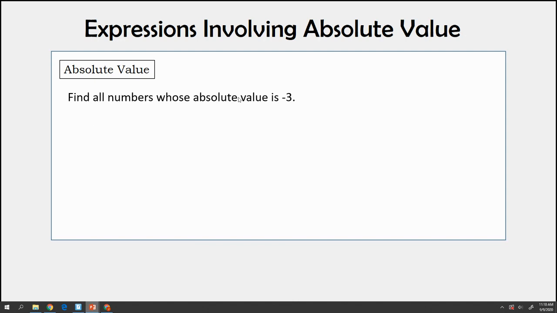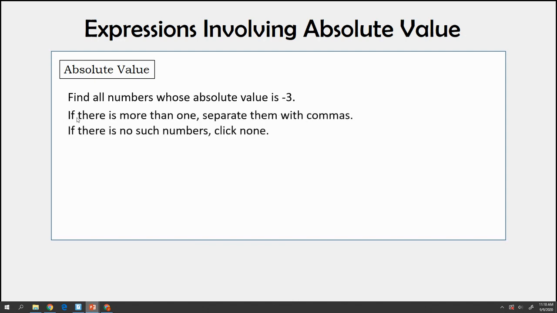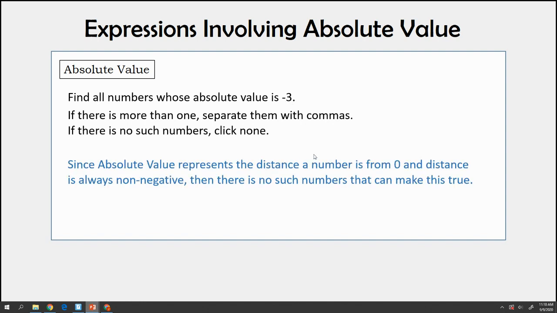Find all numbers whose absolute value is -3. If there's more than one number, separate with commas. If there's no such number, click none. Hopefully a little red flag went off. I already told you that distance is always positive. So is it possible to have an absolute value, the distance from zero, be -3? The answer is no. Absolute value is never a negative number. Distance is always non-negative or positive. So there are no such numbers along the number line that are a negative distance from zero. I know you can go to the left or go to the right.